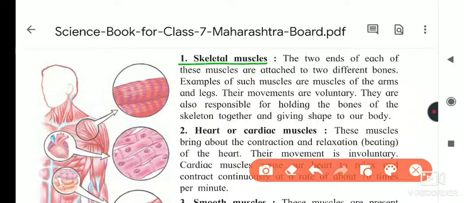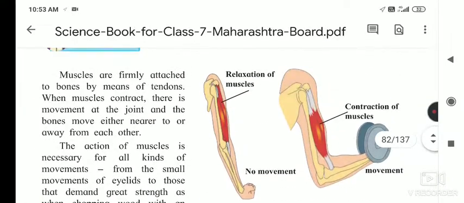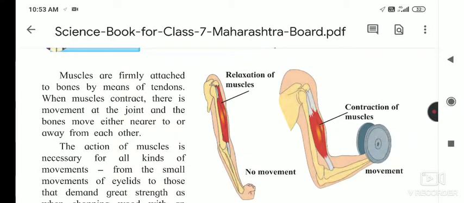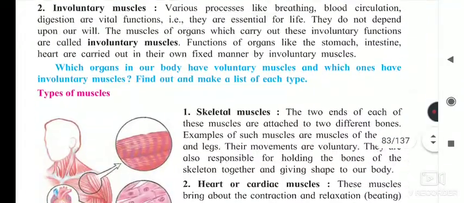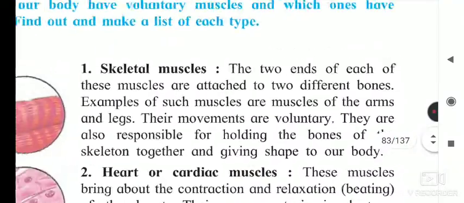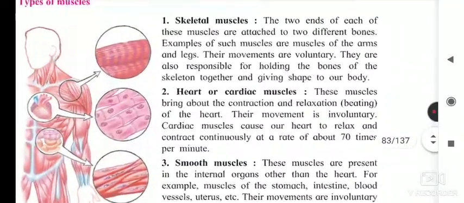The two ends of each of the muscles are attached to two different bones. Okay, two ends of these muscles are attached to two different bones, means bones to bones. If it is attached to the first bone and then attached to the second bone, these are called skeletal muscles. So bones to bones, these are called skeletal muscles.